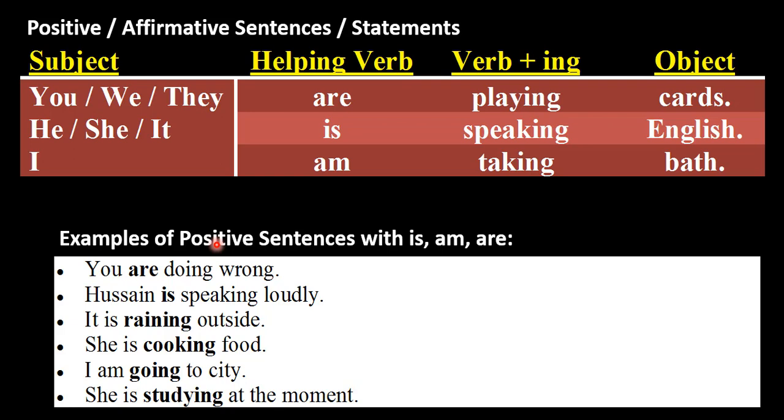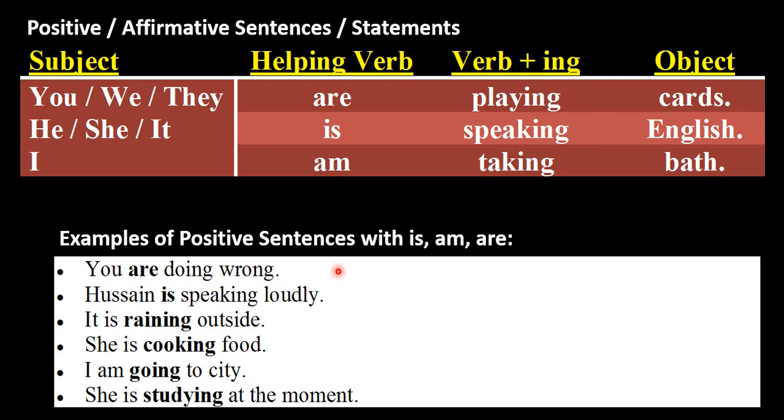So first of all, we will look at the positive, affirmative sentences as statements. So what is the structure? First of all, subject, then helping verb, then verb plus ing, and then object. If the subject is you, we, they, we will use the helping verb are, and then playing, the verb plus ing, and then object. And if the subject is he, she, it, we will use is: speaking English. And if there is I, we will use am: I am taking a bath.